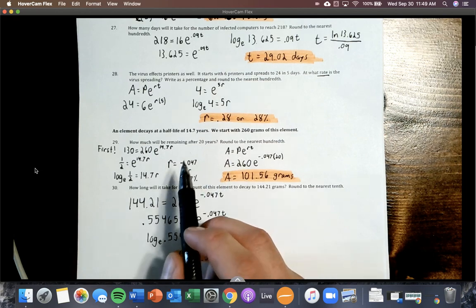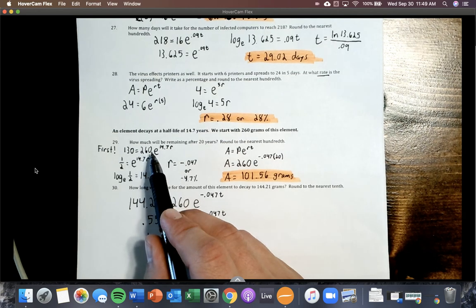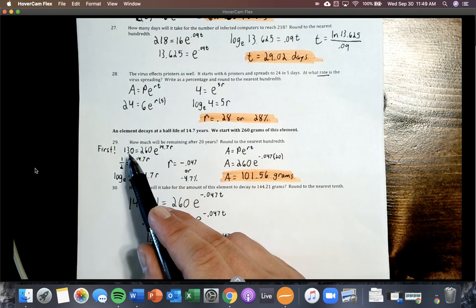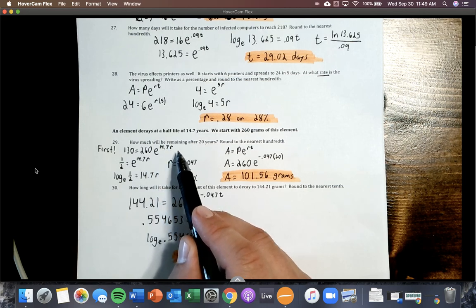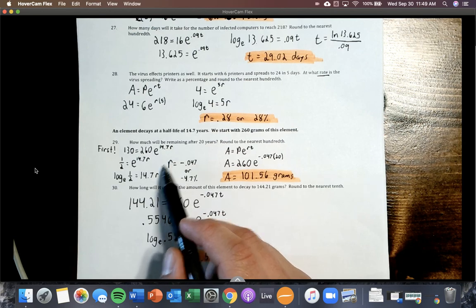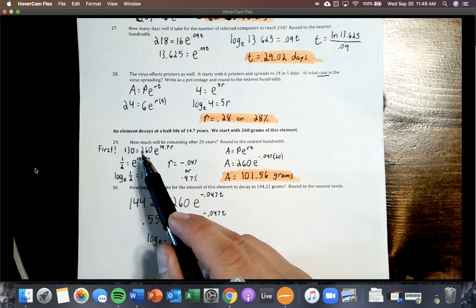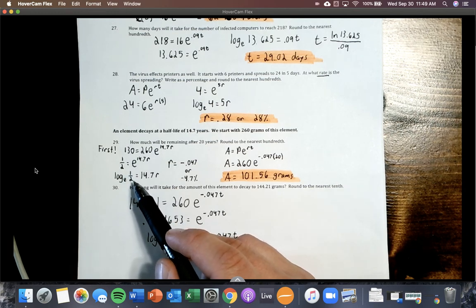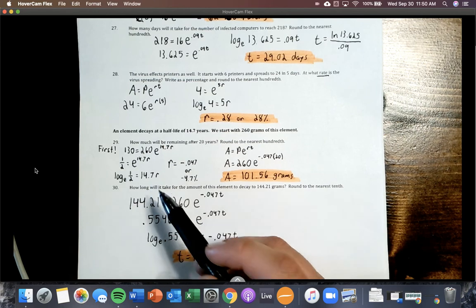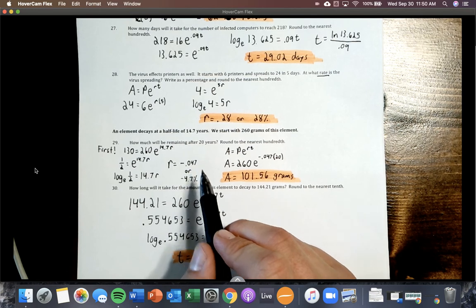So first, we take the half-life, right? If we start with 260 grams, right, we know half of that is 130. And that's going to take 14.7 years. So again, we have a variable in the exponent. So we're going to have to change it to a logarithm, right? So we can do 130 divided by 260. Well, that's just 1/2, right? Which makes sense, half-life. And then we're going to have to change it to log base e of 1/2 is equal to 14.7r, which, when we solve for the rate, we end up getting negative 0.047.